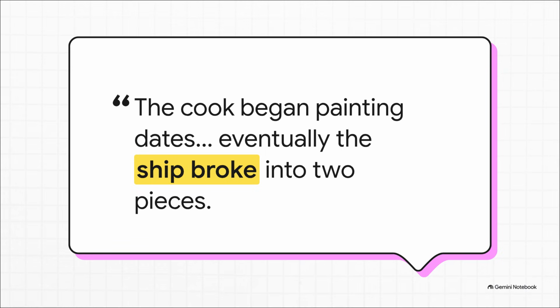The cook noticed a crack in the steel deck, and every time the ship hit rough weather, which is a cyclic stress, that crack grew just a tiny bit longer. So he just started painting dates on the deck to track it. Eventually, the crack reached a critical length where the stored energy was enough to sustain tearing on its own. The ship literally broke in half. That is fatigue in a nutshell.